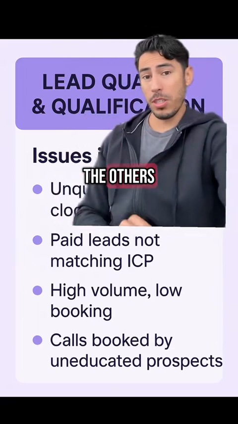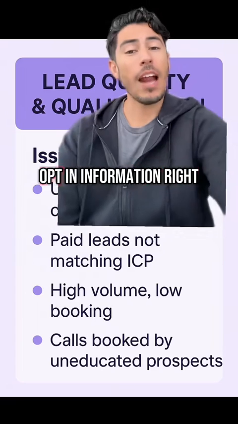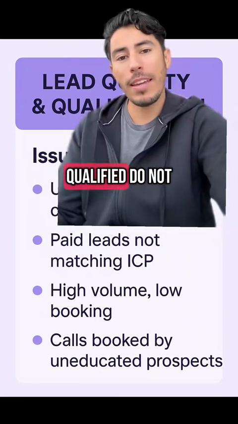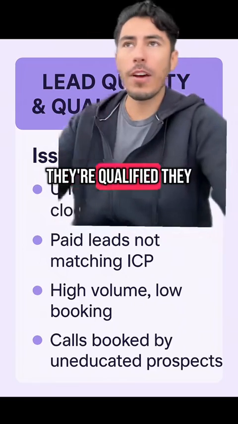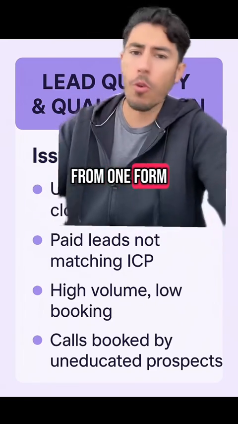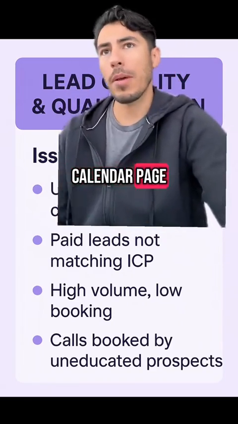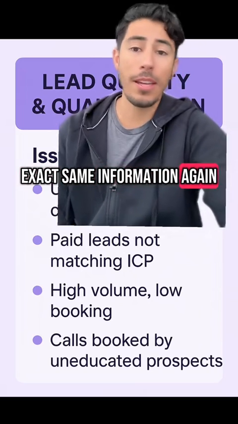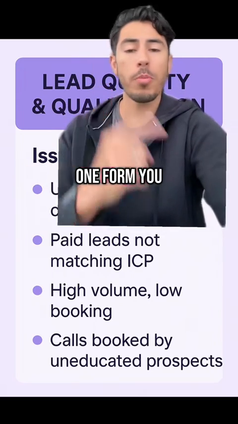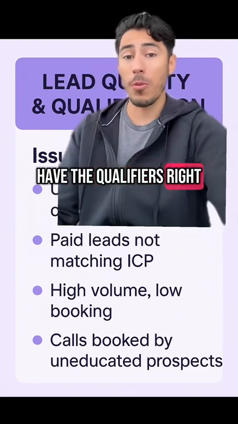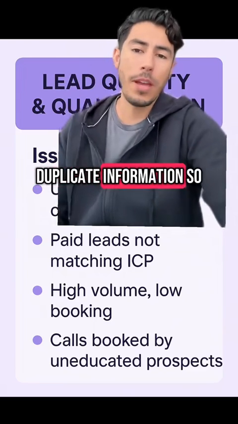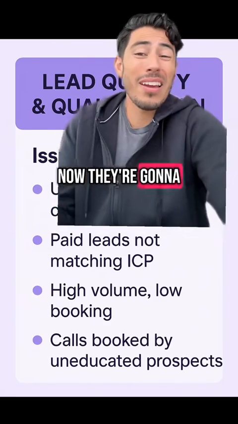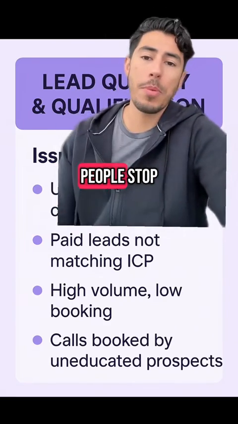The others, it's typically duplicate opt-in information, right? So if they qualified, do not make them resubmit the information again. I see that time and time again. They're qualified, they submit the form, then they go from one form on one page to a Calendly page, and they're asked all the exact same information again. Don't do that, right? One form. You can make Calendly have the qualifiers. You can have one form, just have your booking. But you don't want to duplicate information. So if they enter 3 form fields, now they have to enter 3 more. Biggest reason why people stop.